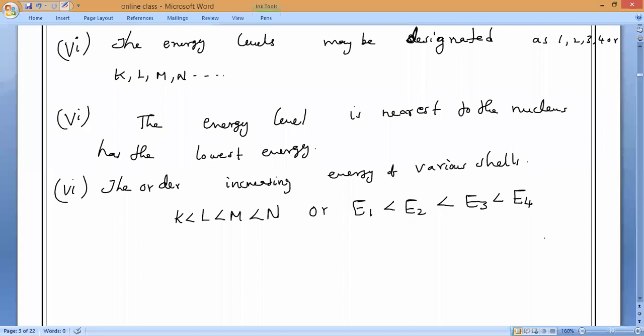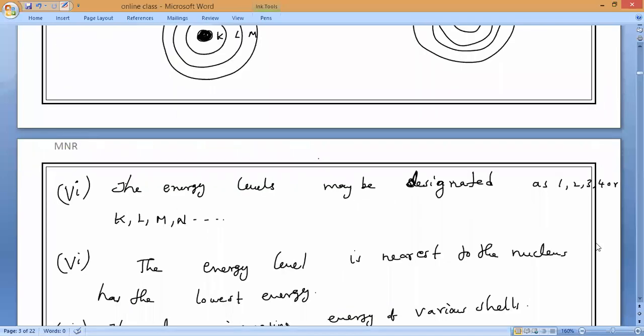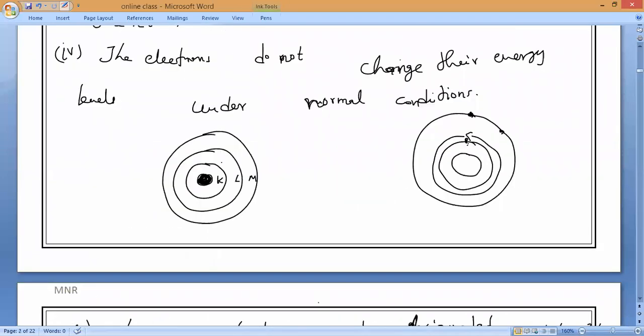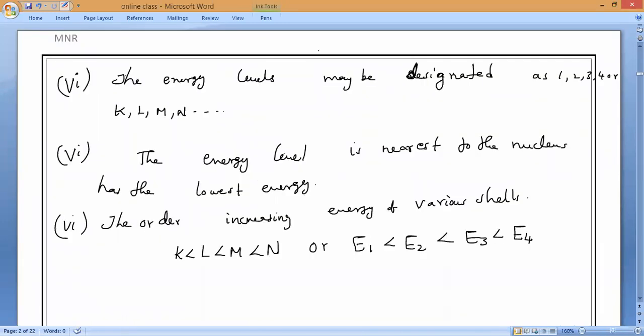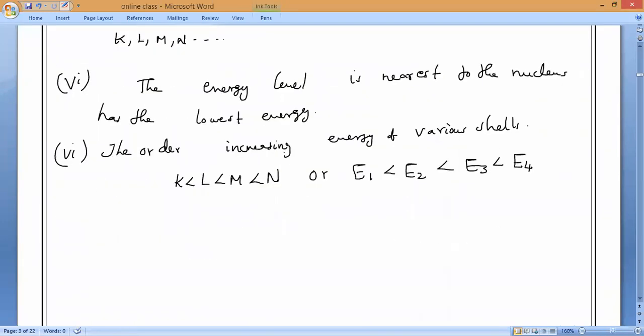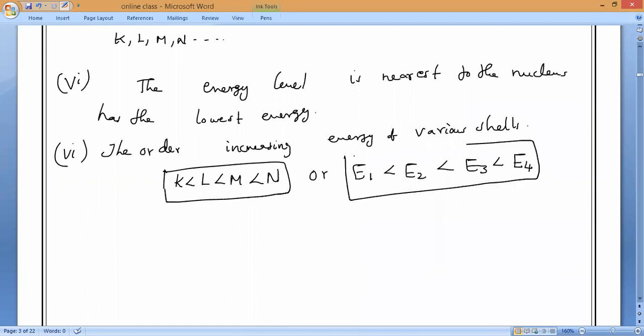So there are energies you can represent here. K is E1 energy, L is E2, this is E3. As the shell size is increasing, energy also keeps on increasing. That is what you have to remember. Please all of you make a note of this. These are the postulates of Bohr's atomic model.